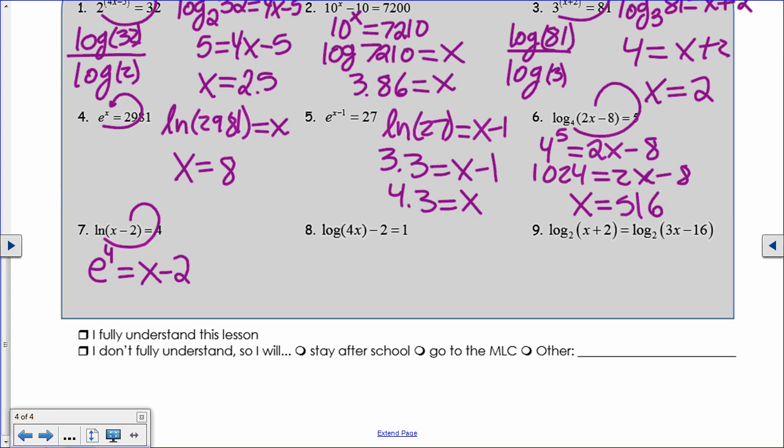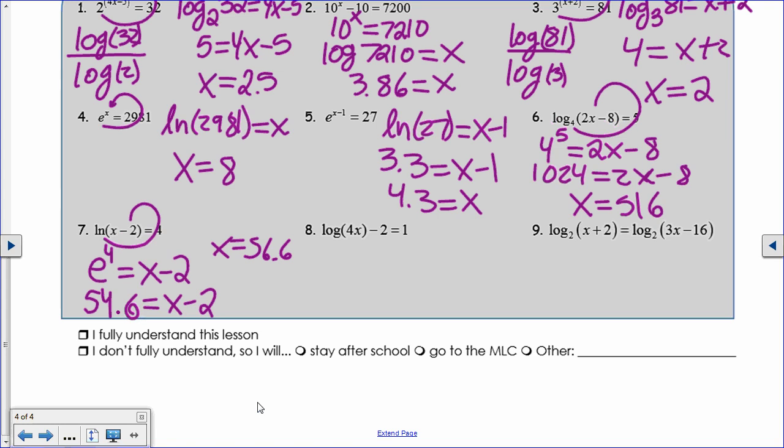We've already done that, guys. That part you should definitely know how to do, because we just practiced that above. Right? If you have an ln, that's how you convert it. And then we just put in the calculator second divide 4 and get 54.6. Then equals x minus 2. Yep.